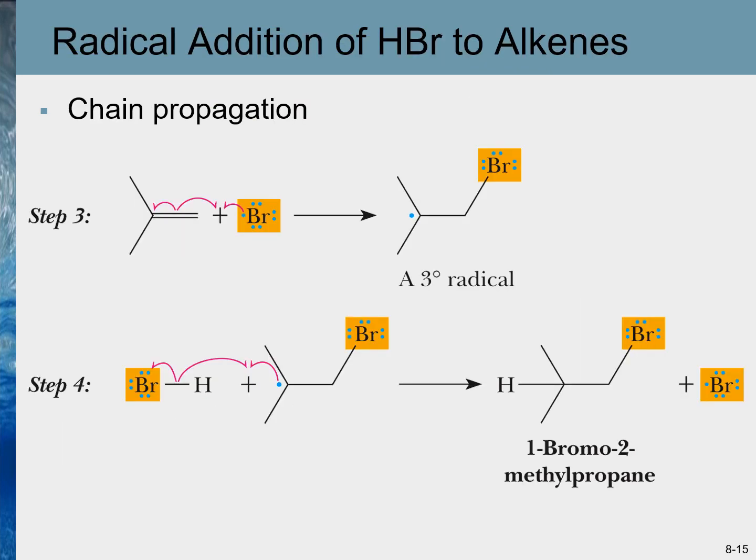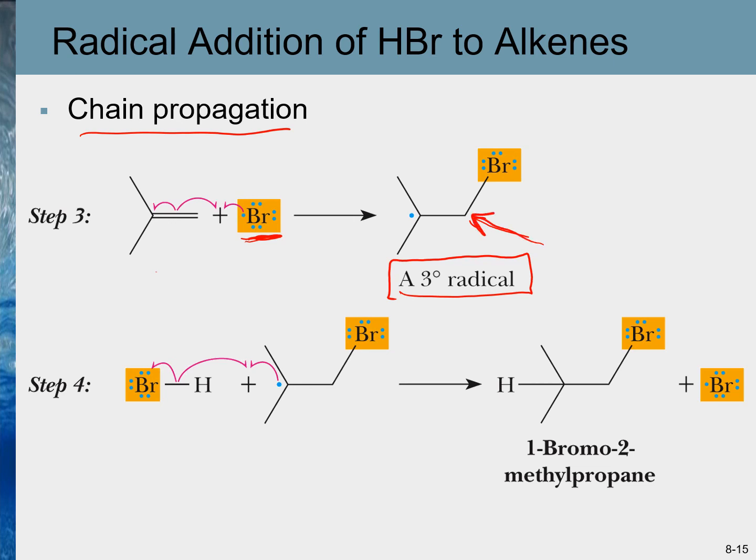In the chain propagation step, the bromine radical which was produced in the chain initiation step combines with the alkene, and the product is a tertiary radical, and a tertiary radical can only be formed when the bromine is present at the carbon atom which is less substituted. So that's the non-Markovnikov's position. So we know that a tertiary radical is more stable, so this reaction is favored.